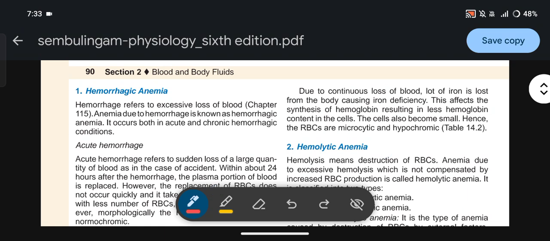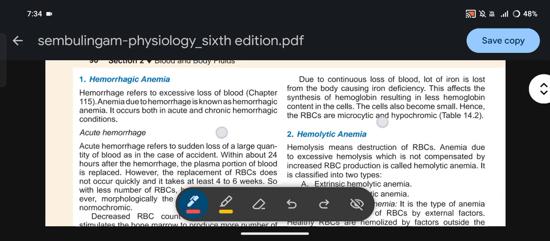Now, due to the continuous loss of the blood, a lot of iron is lost from the body, causing iron deficiency. This affects the synthesis of the hemoglobin, resulting in less hemoglobin content in the cells. Now the cells also become small, hence the RBC are microcytic and hypochromic.